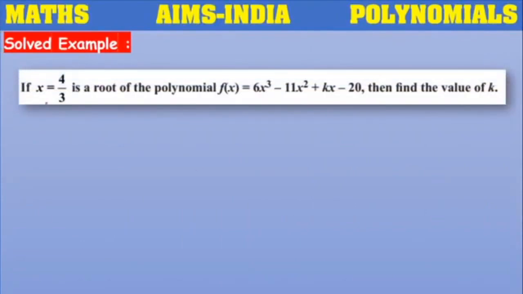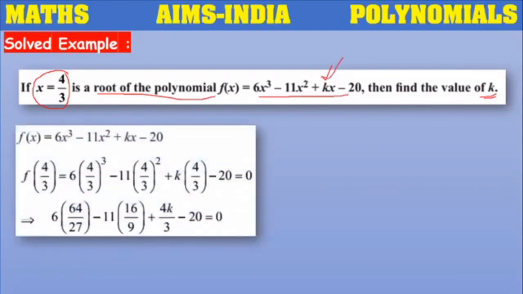Suppose, if you observe this question, x equal to 4 by 3 is a root, or zero, of the polynomial f of x. They have given the value of f of x. In the polynomial, along with x, there is a variable k. We have to find the value of k. The hint here is that they have given a zero of the polynomial. So we have to find the unknown term k. Let's write the polynomial as it is.